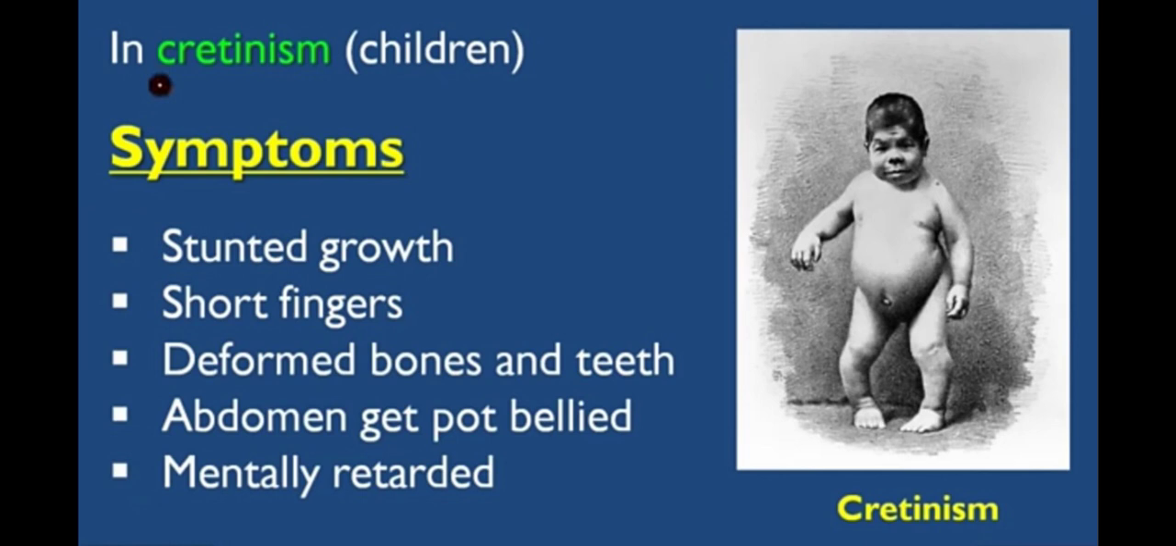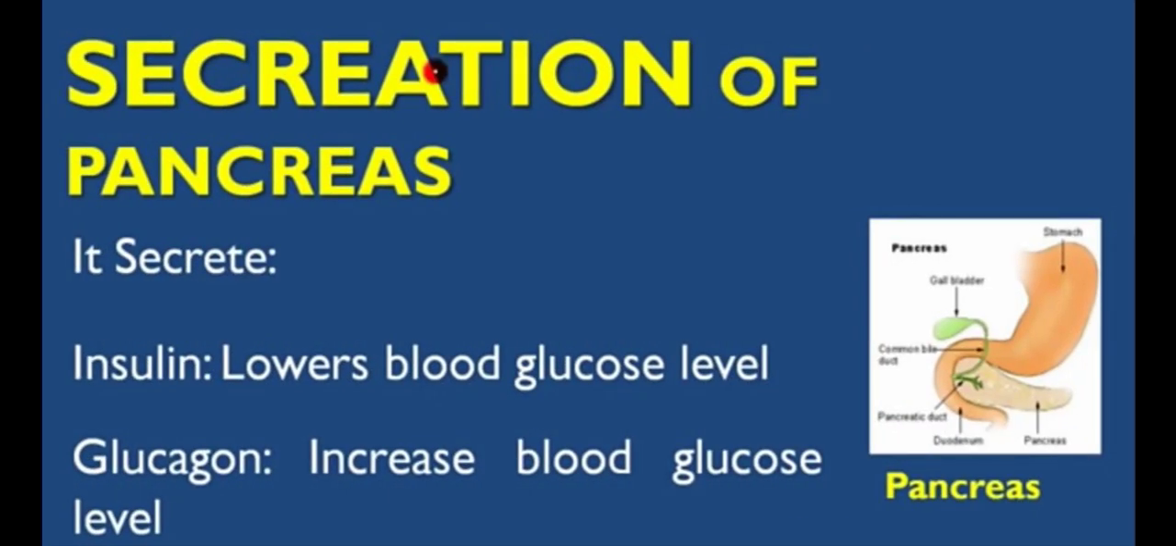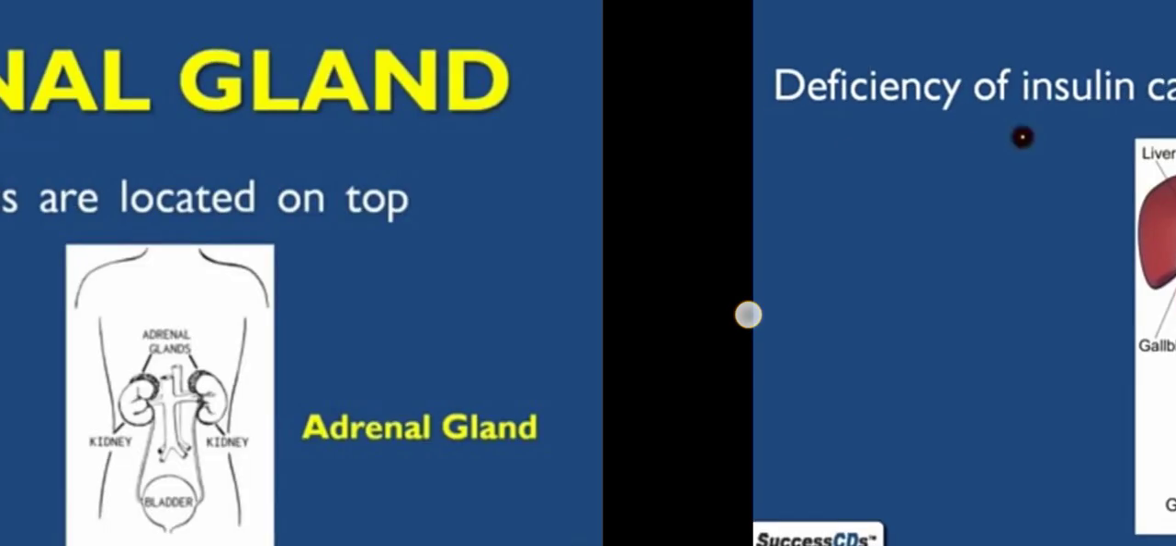The symptoms of cretinism are stunted growth, short fingers, deformed bones and teeth, pot-bellied abdomen, and mental retardation. Then we'll study about pancreas. Pancreas is located below the stomach. It secretes insulin, which lowers the blood glucose level, and glucagon, which increases the blood glucose level. If there is lack of insulin, it causes the disease diabetes mellitus.